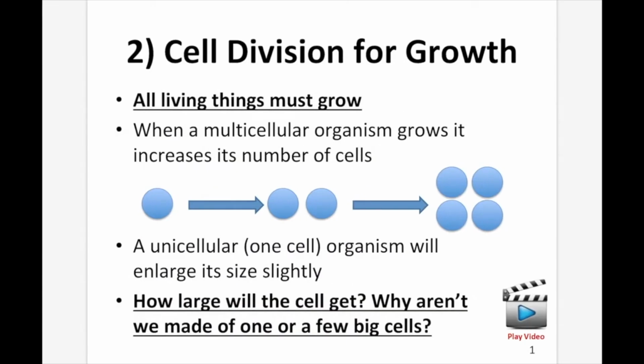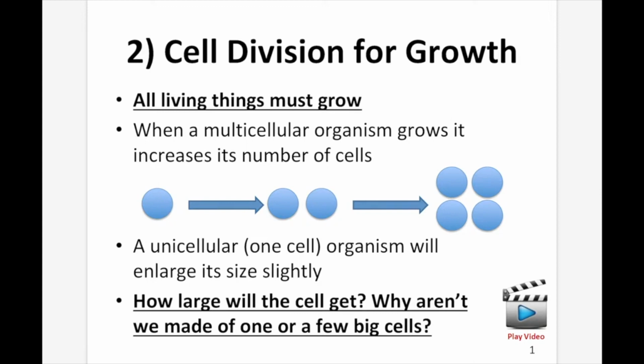Number two, cell division for growth. All things must grow. When a multicellular organism grows, it increases its number of cells. So if we go from one cell to two cells to four cells, we're getting larger in size as we do so. A unicellular or one-cell organism will enlarge its size slightly. There are many single-cell organisms in the world, and they're simply going to stay as a single cell. They're not going to reproduce, and they only grow slightly as their cell size increases a little bit.